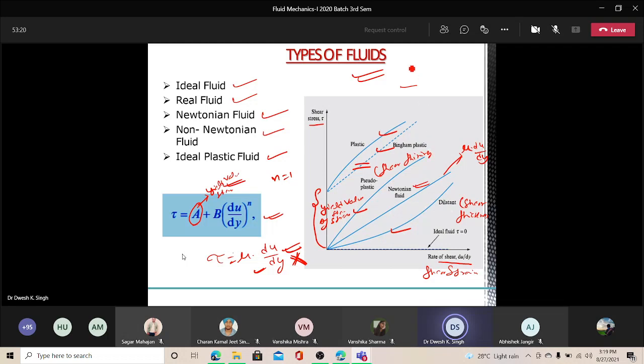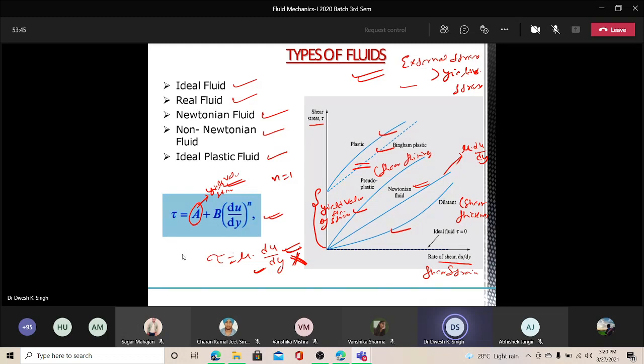So here we need to apply external stress, and that external stress should be greater than this yield value, the yield stress. If your external stress is lower than the yield stress, then motion will not come for this type of fluid. An example is mud.